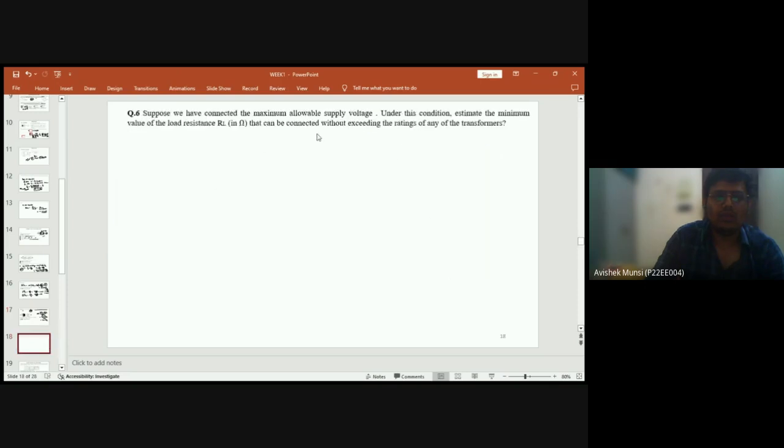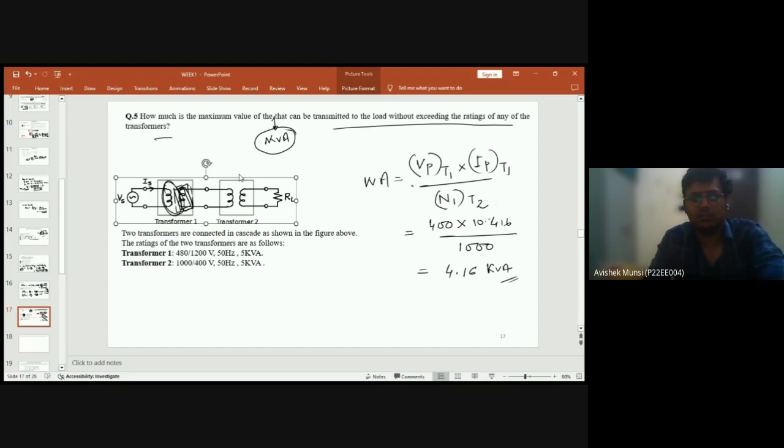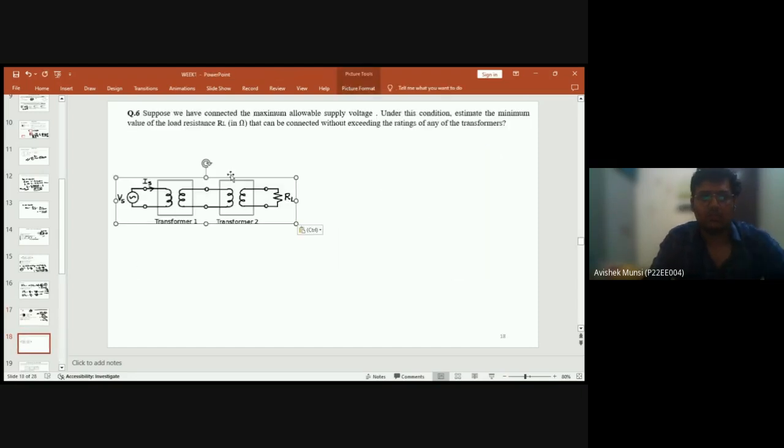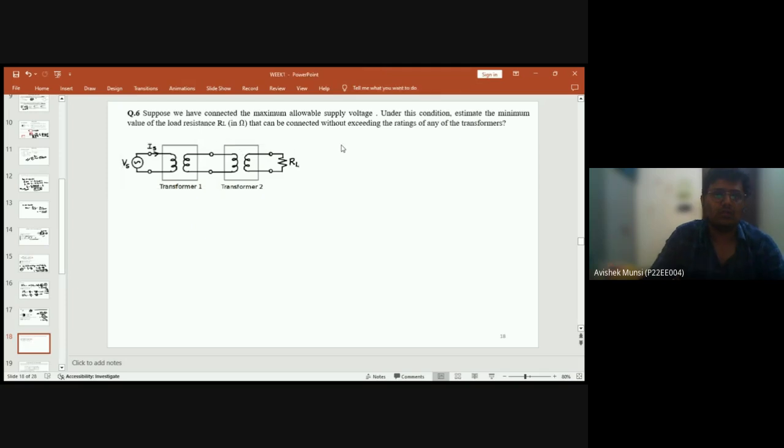Now the next question is to calculate the load resistance. I will discuss it in the next slide. Whenever we are referring a resistance or an impedance to the primary side, the impedance will be divided by k square. When referring it to the secondary side, then it will be Z into k square.